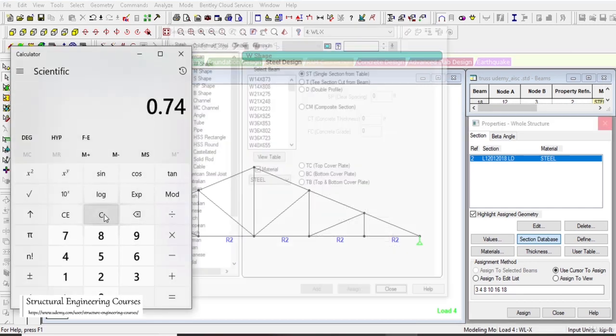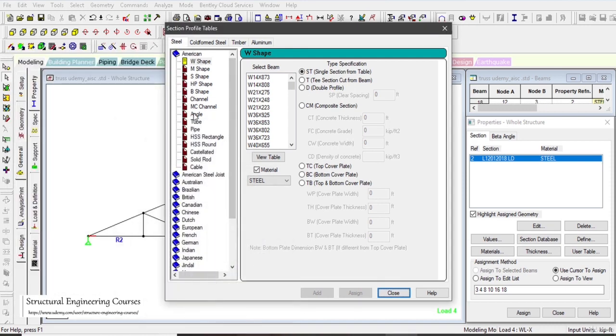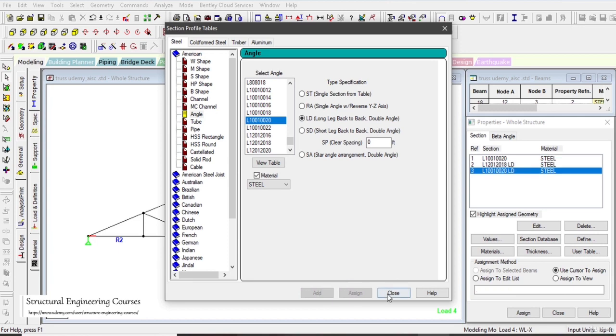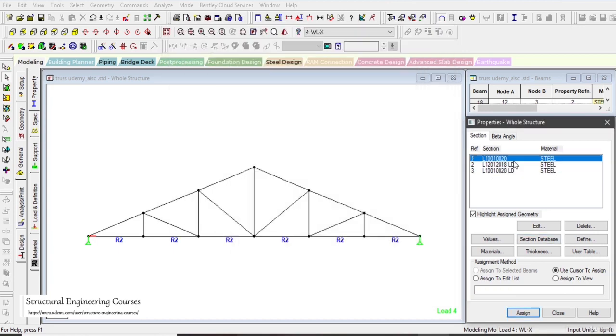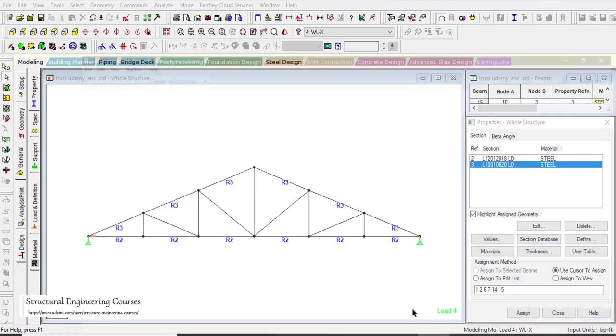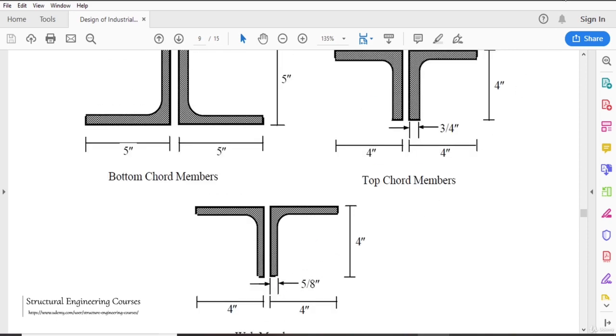3/4 inches means 0.75 into 25.4, approximately 19 mm. So left click on angle here, and we can select 100 by 100 by 18 or 19. So we can select 100 by 100 by 20 here. Select long leg back to back double angle here. So select all these members here, and for the web members, what we can consider is 100 by 100 by 5/8 inches.